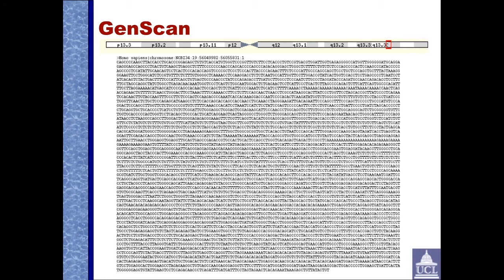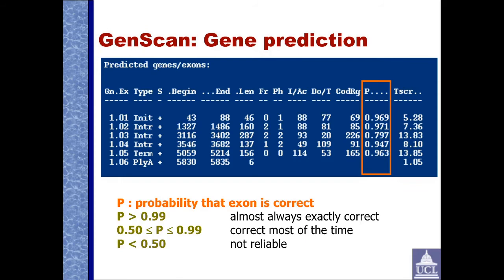So what we can do with Genscan is take a long stretch of DNA like this and get a prediction out that looks like this. So this is telling us where the initial, the internal and the terminal exons are, as well as where the poly A attachment site is. And it gives us a p-value to say how confident it is in that prediction.